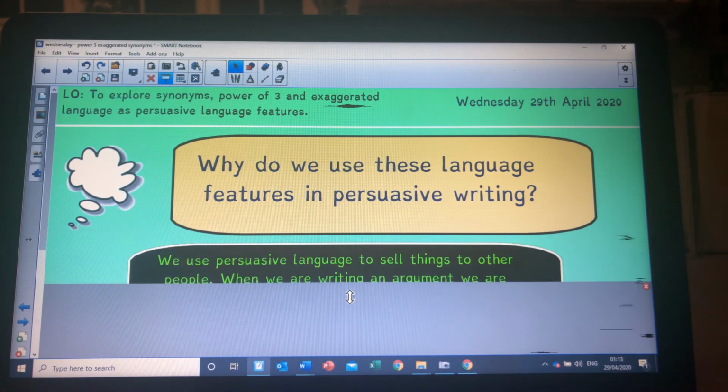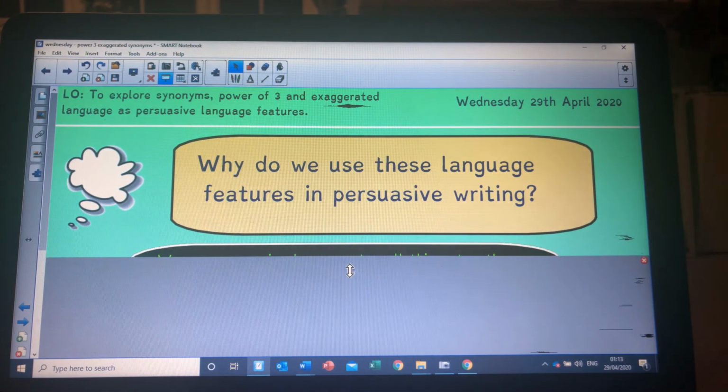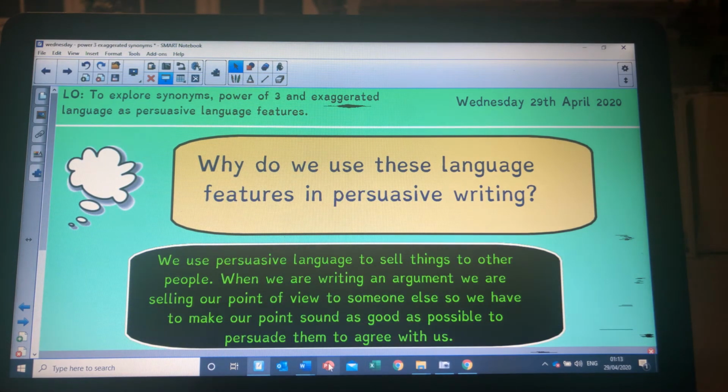Okay, so why do we use these particular language features in persuasive writing? We use them to sell things to other people. So when we're writing an argument, we are selling our point of view to someone else. So we have to make our point sound as good as possible to persuade them to agree with us.